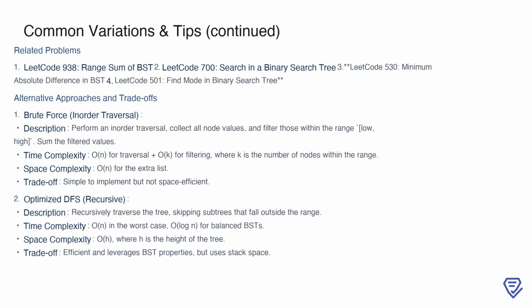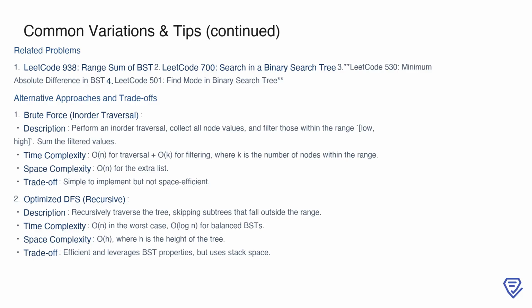This problem shares concepts with several related problems, and exploring them can deepen your understanding of how to work with binary search trees. For example, LeetCode problem 700, Search in a Binary Search Tree, focuses on traversing the tree to locate a specific value. Problem 530, Minimum Absolute Difference in BST, involves finding the smallest difference between any two values in the tree. Another related problem is 501, Find Mode in Binary Search Tree, which asks you to identify the most frequently occurring values in the tree. These problems often require similar traversal techniques and make use of the BST properties, so studying them can be very helpful.